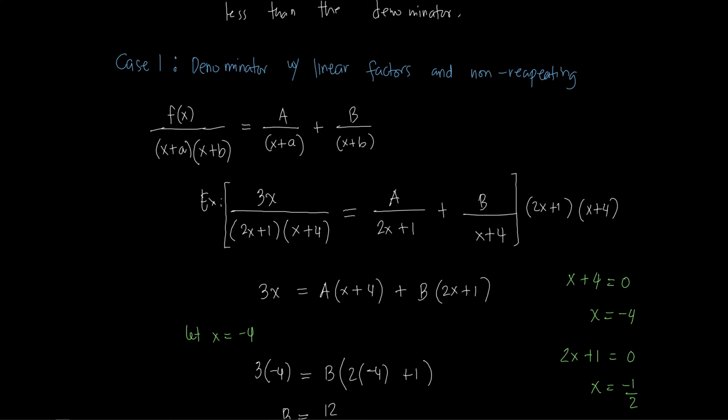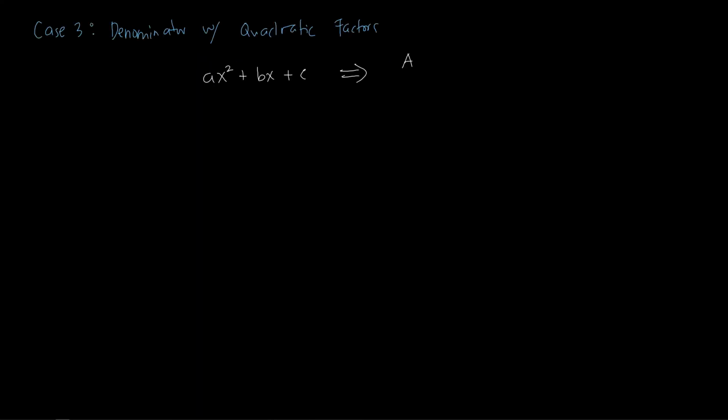Since our denominator is raised to the power of 2, our numerator must be raised to the power of 1. So the numerator must be x raised to the power of 1. The decomposition must be ax plus b. So what is added for quadratic is that it is not just a on top, but instead ax plus b.